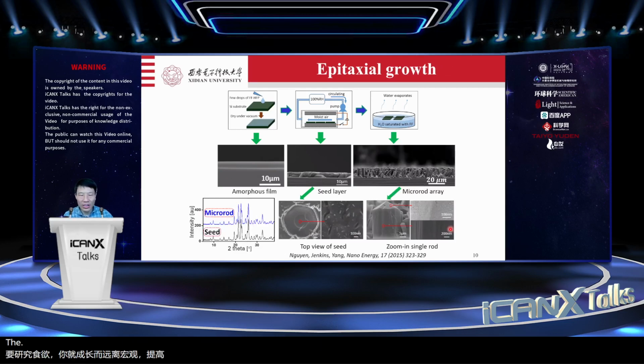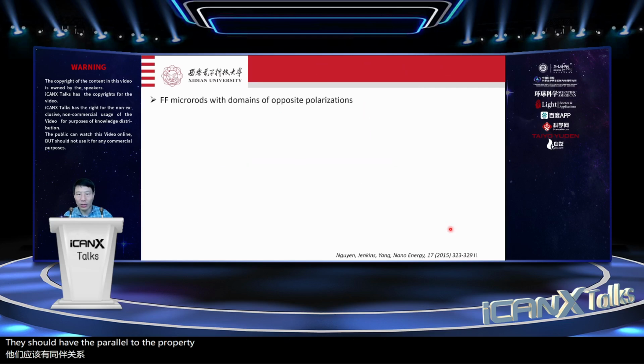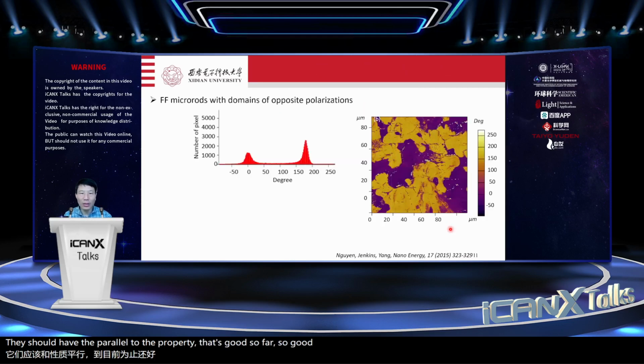The XRD, X-ray diffraction, measurement confirms that they are crystal material. They have the hexagonal structure. That is what we want. They should have the piezoelectric property. That's good. So far, so good. So how about the polarization? We did the measurement with PFM, the so-called piezoresponse force microscopy.